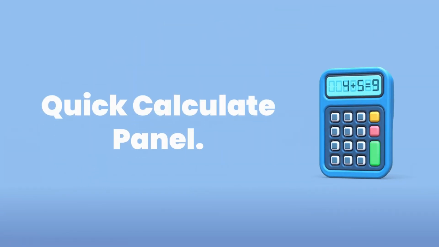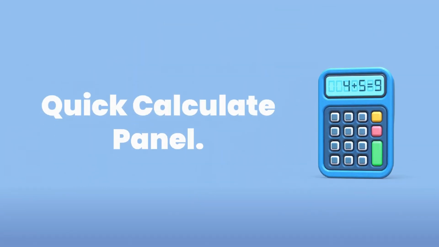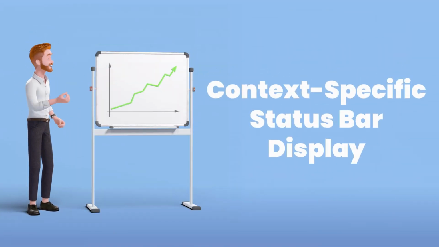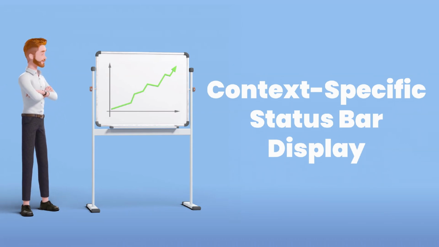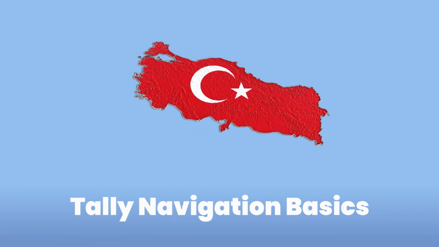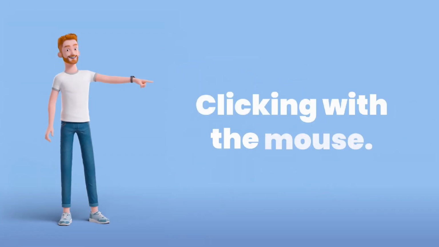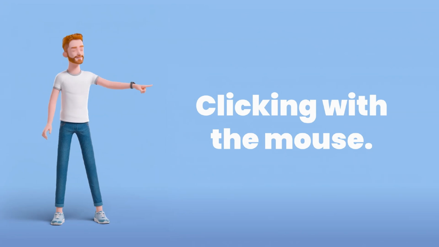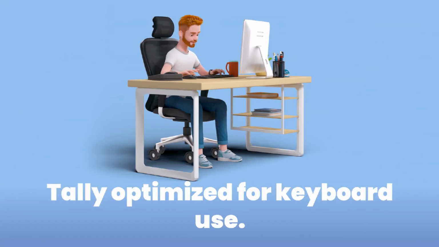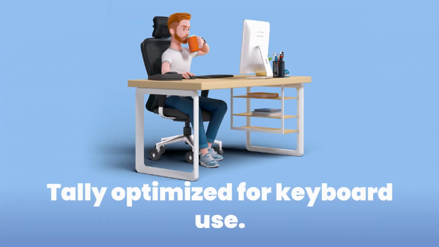Calculator panel, a small area at the bottom for quick calculations. Status bar shows the current date, active company, and other context-specific information. Navigation basics, how to move around in Tally. Mouse navigation, use the mouse to click on menus, options, and buttons. However, Tally is optimized for keyboard use to make data entry faster.